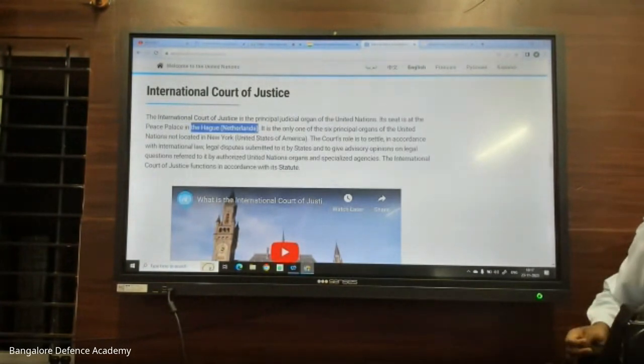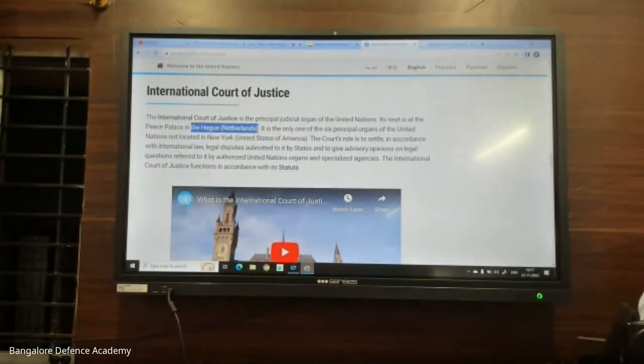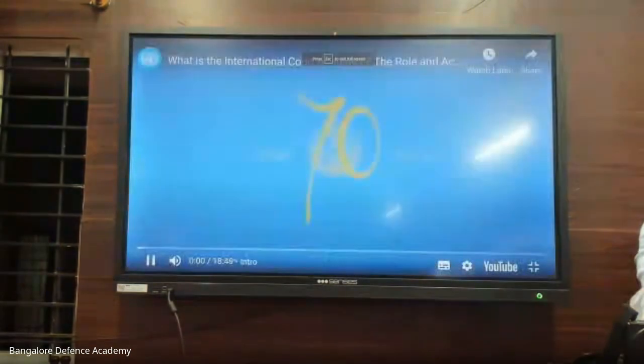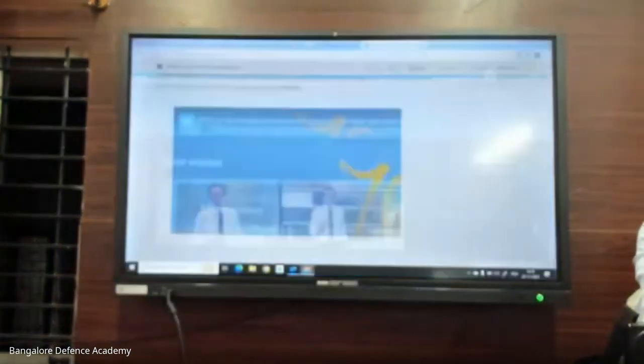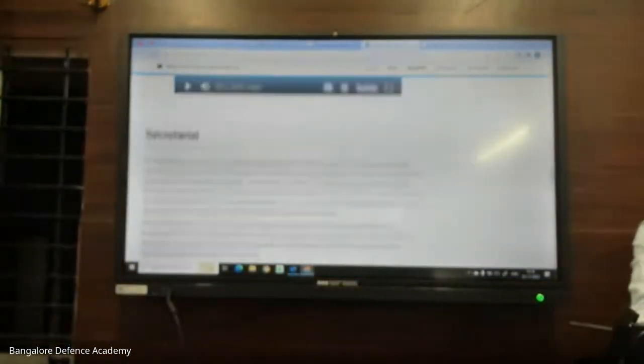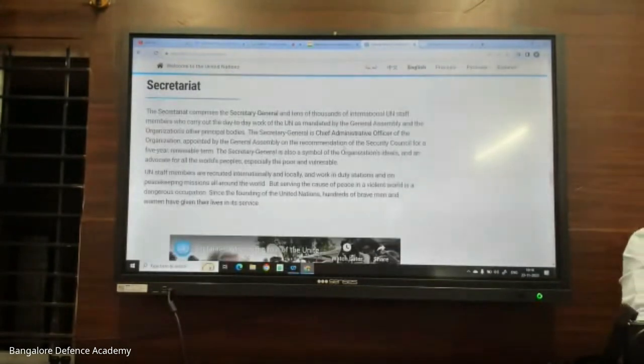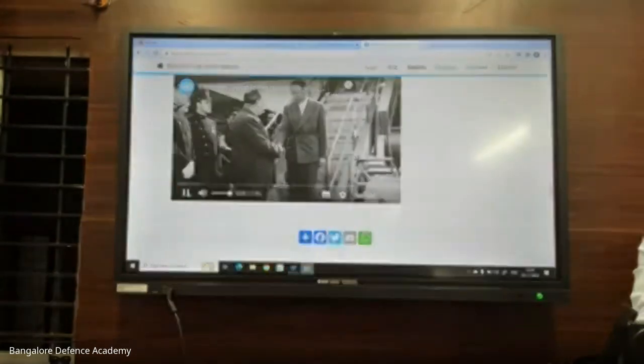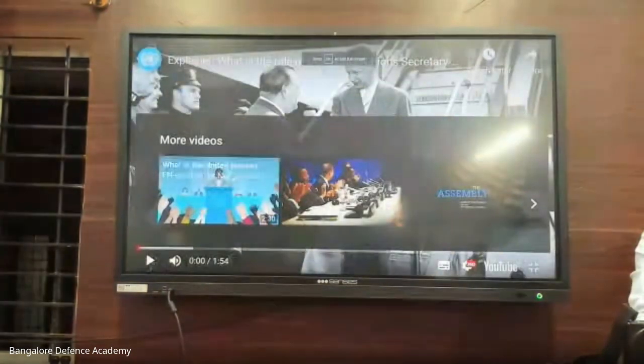What is the capital of Netherlands? Amsterdam. Okay, remember this. It's very long, no need to show. But ICJ and ICC, both are the same. Next, write down, Secretariat. Look at this, everyone.